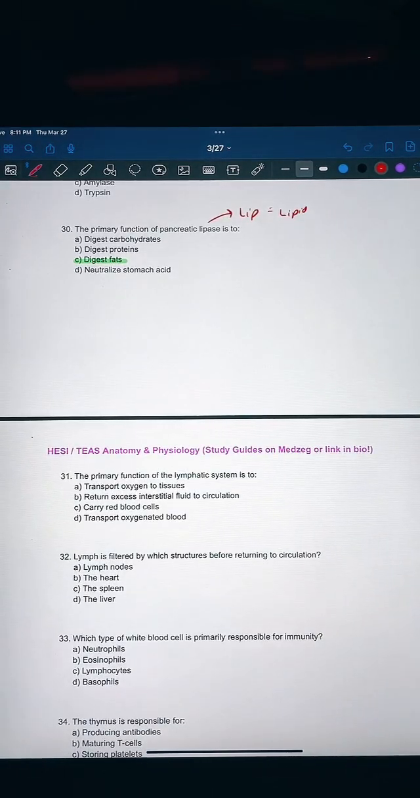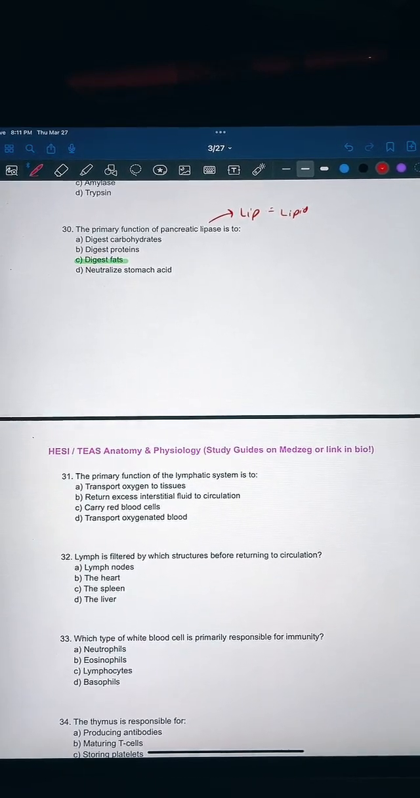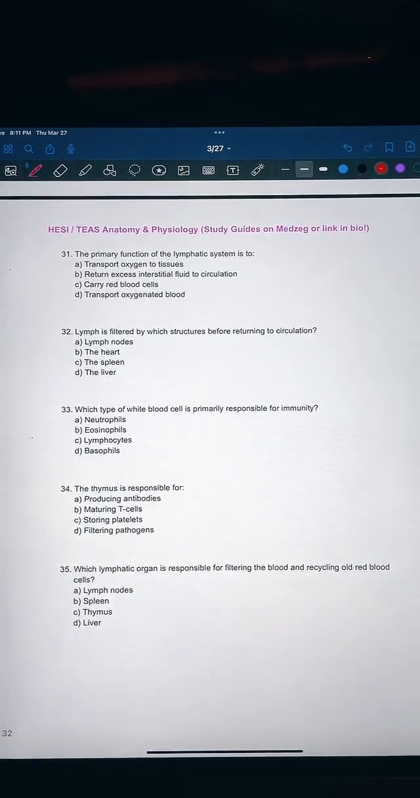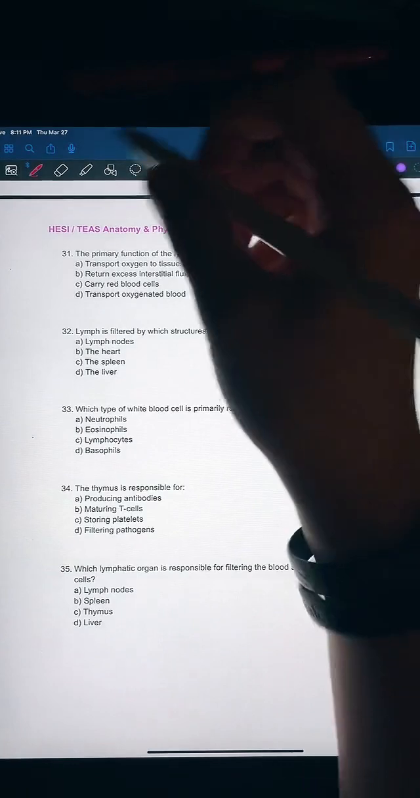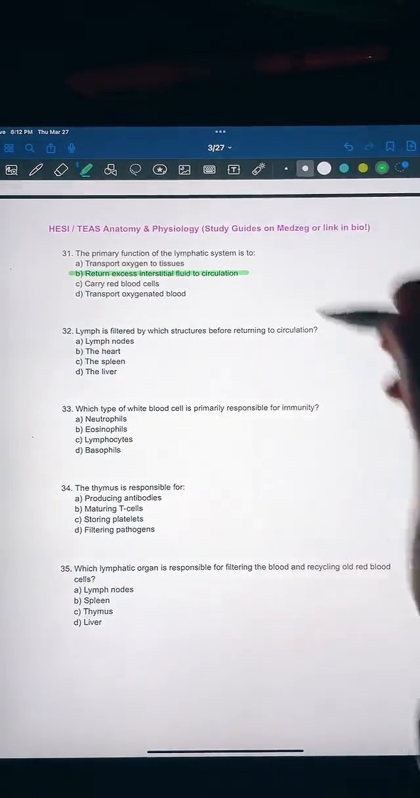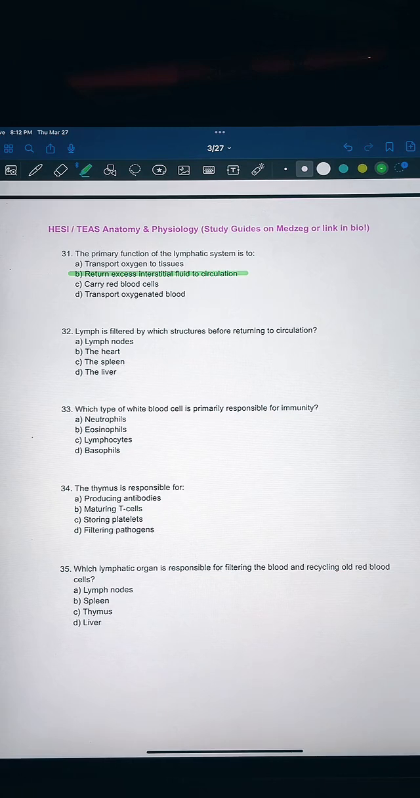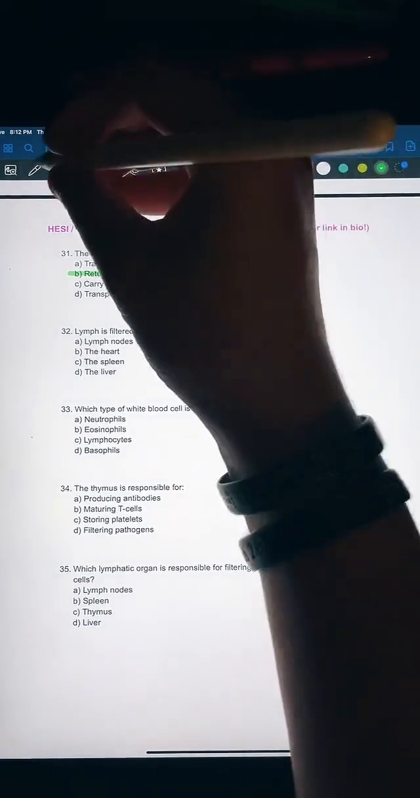Number 31, the primary function of the lymphatic system is to... So 31 is B. It is to return excess interstitial fluid to circulation. So the lymphatic system collects that fluid. It's the fluid that leaks from the capillaries into tissues, and it returns it into the bloodstream. This prevents swelling or edema.